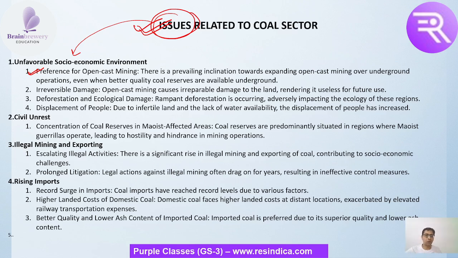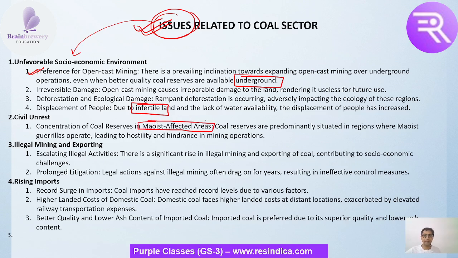Okay, so this will also make the land infertile. So focus has to be there on the underground usage of coal mining. But again, the government earlier used to give preference to open cast mining. Then there was a lot of civil unrest, because most of the coal mines are in Jharkhand, Odisha and West Bengal areas.